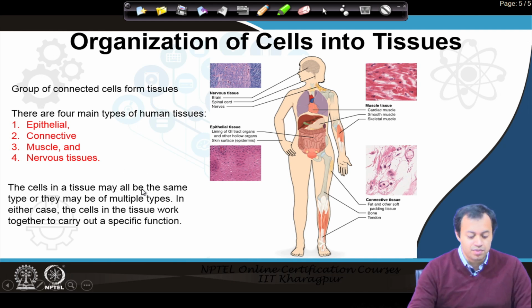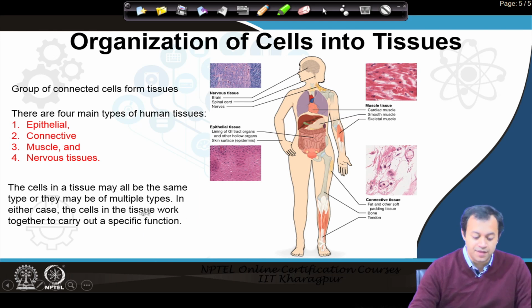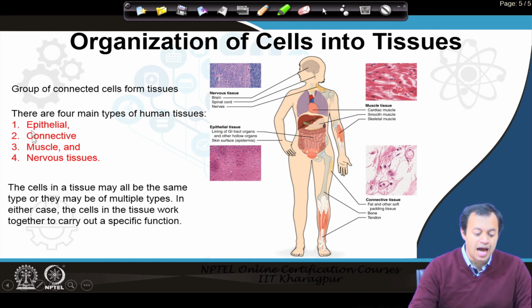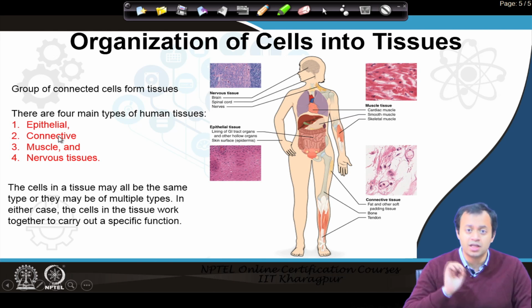The cells in a tissue may all be of the same type or may be of multiple types, be aware. In either case, the cells in the tissue work together to carry out a specific function, and this part is quite important. Each of them has a specific function to do, meaning epithelial tissue cannot be used to perform the function of nervous tissues. Nervous tissues cannot be utilized as connective tissue. Remember, there will be exceptions, but here we are mostly dealing with the norm.